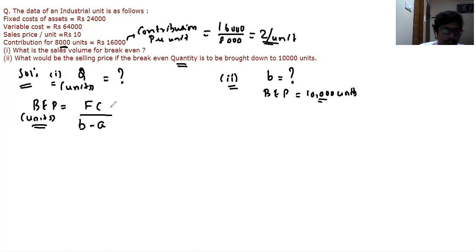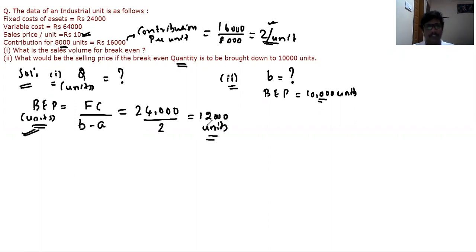So substituting the contribution per unit in this formula, we get the fixed cost of the assets as 24,000 divided by the selling price per unit, which is given as 10 rupees. So 10 minus, sorry, no need to go for this, as we have directly the contribution per unit. So let us substitute it. So it becomes how much? 24,000 divided by contribution per unit, which is equal to 2. So the break even point comes around 12,000 units, right? So we got the break even point as 12,000 units.